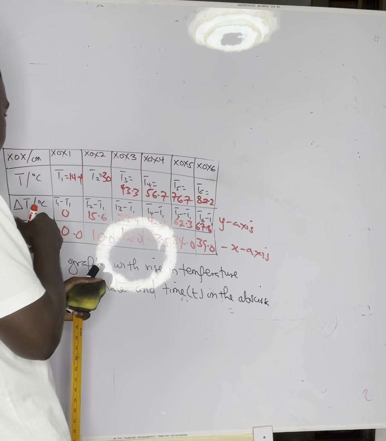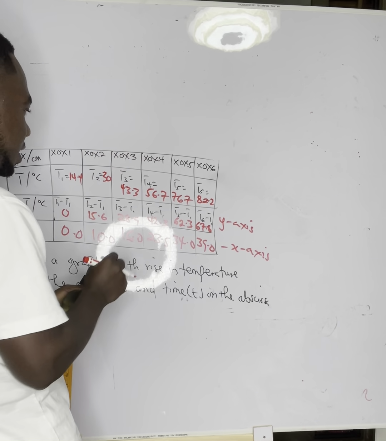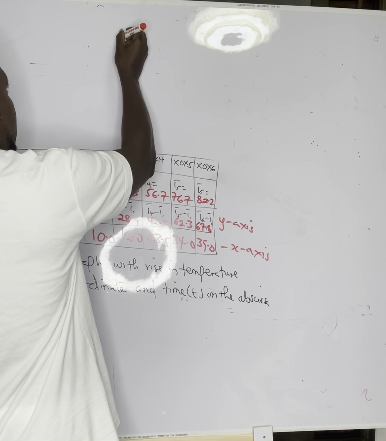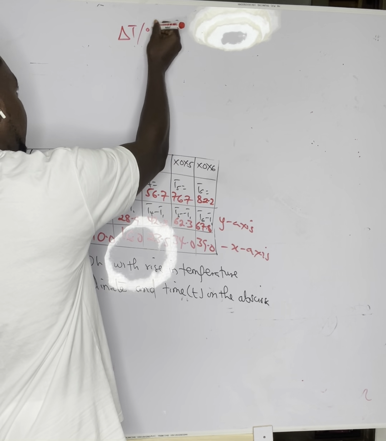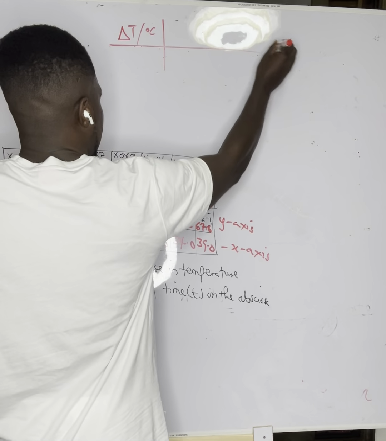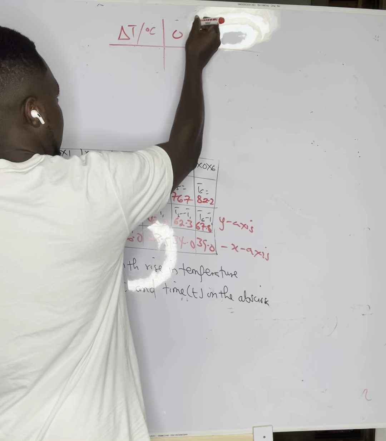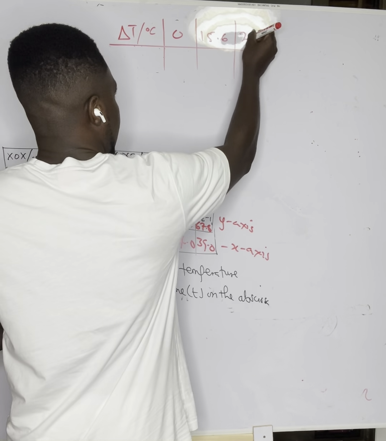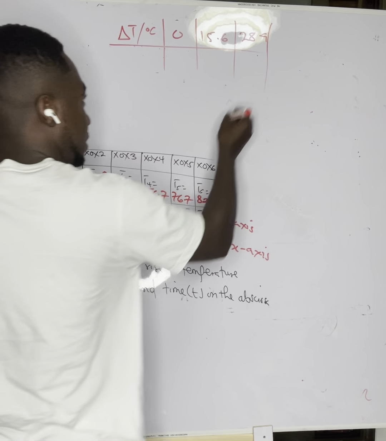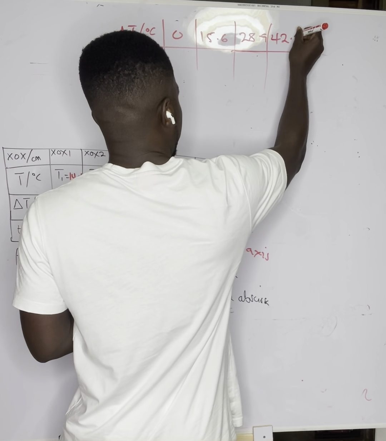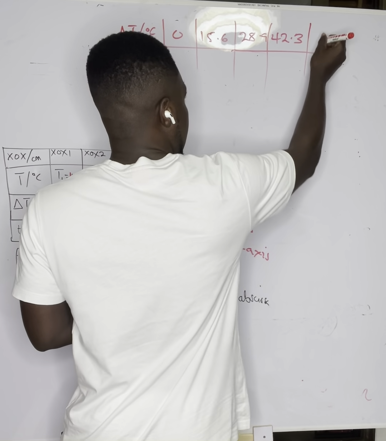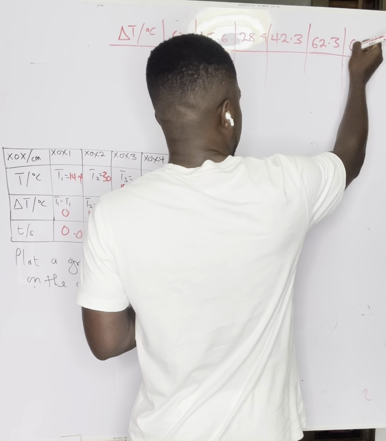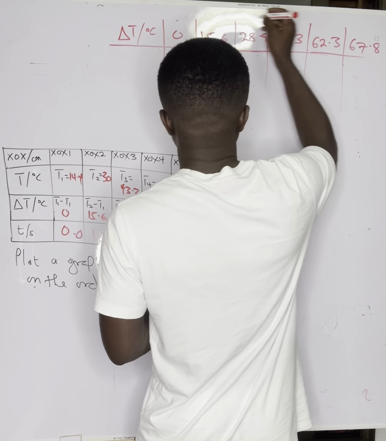So let me redraw my table and bring out the plottable values on the table. I have change in T in degrees Celsius: 0, 15.6, 28.9, 42.3, 62.3, and the last one is 67.8. Okay.